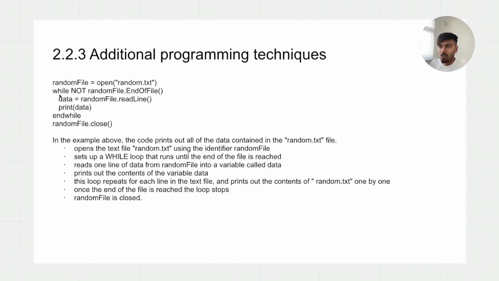So here is an example. You might be asked, what does this code do? So random file equals open it. So you open it, and this is the name that you refer to it by now. While it's not the end of the file, we set data equal to one line at a time. So the first time, the first line is going to be assigned to data, then we print it. Then the second time, the second line is going to be assigned to data and we print data, and so on and so forth until it's reached the end of the file.